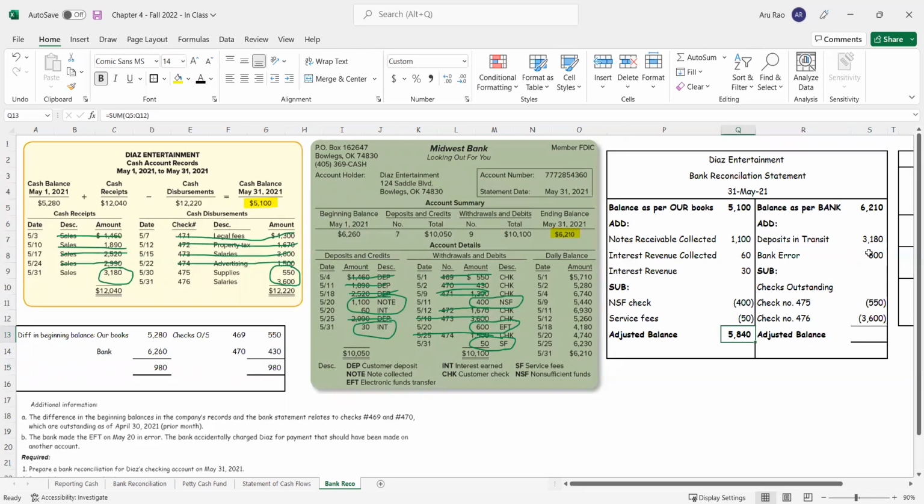62,100, add 3,180 and 600, and then subtract these 2 numbers. You should come up with the exact same number. If you didn't, you made a mistake. The bank reconciliation is incomplete. You need to go back and look at it.